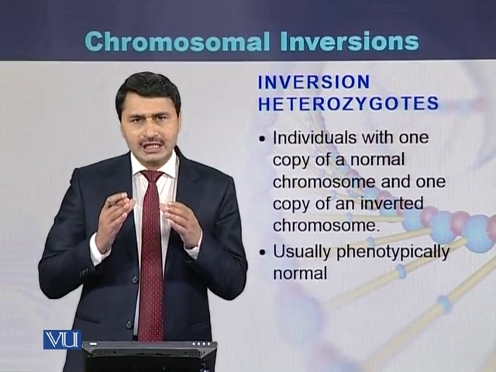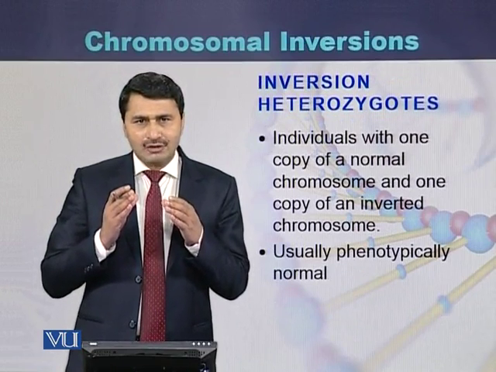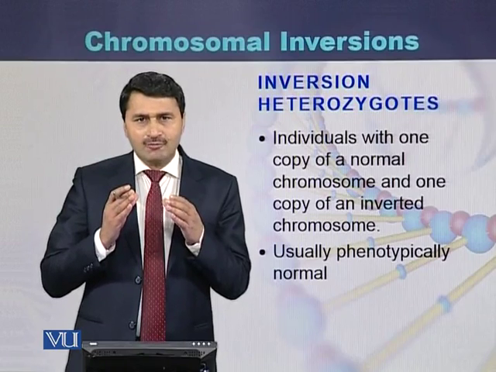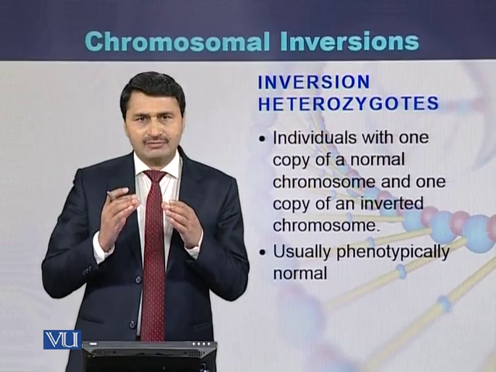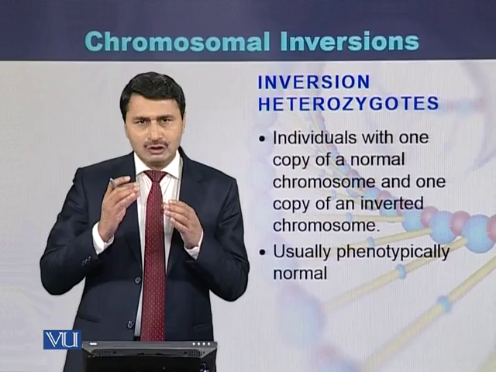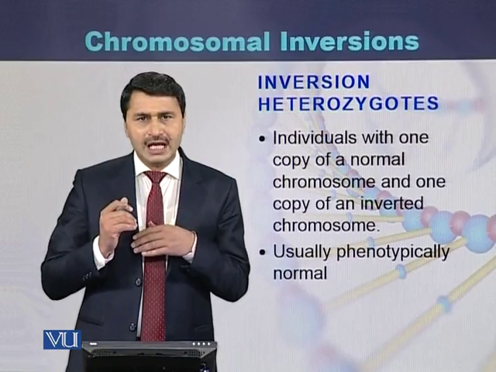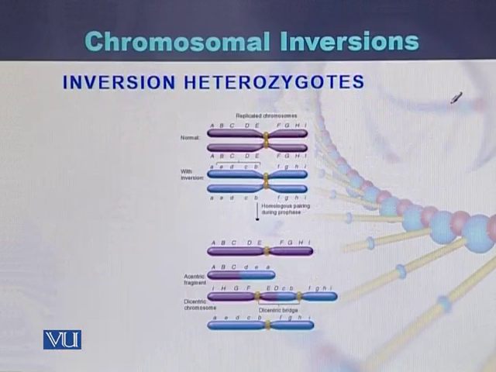Heterozygote individuals in case of inversions are those individuals that contain two chromosomes. In one of the chromosomes, they have an inverted segment of the DNA, while the second chromosome has the normal sequence of the DNA or the normal positions of the genes. With this diagram, we can understand what the inversion heterozygotes are.